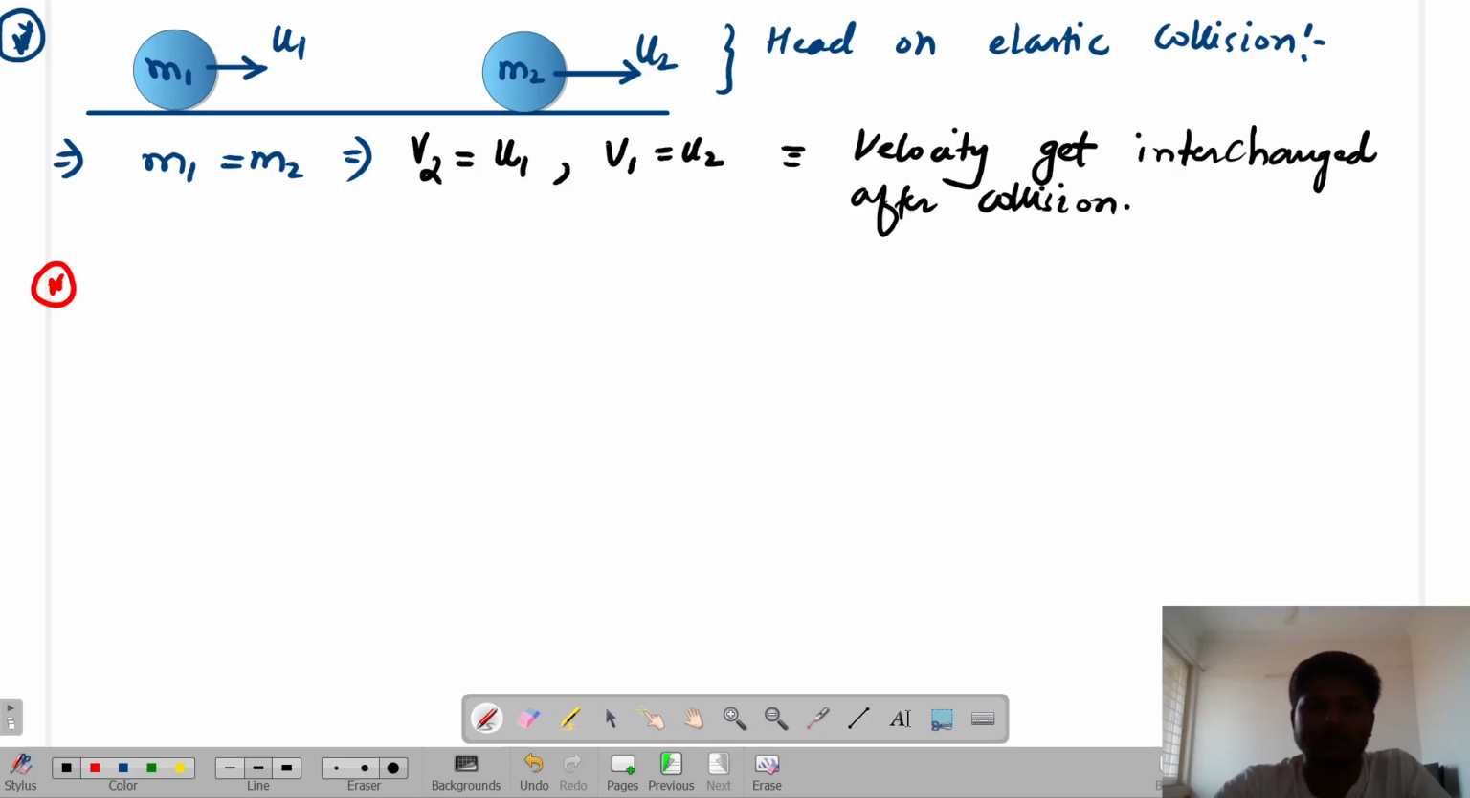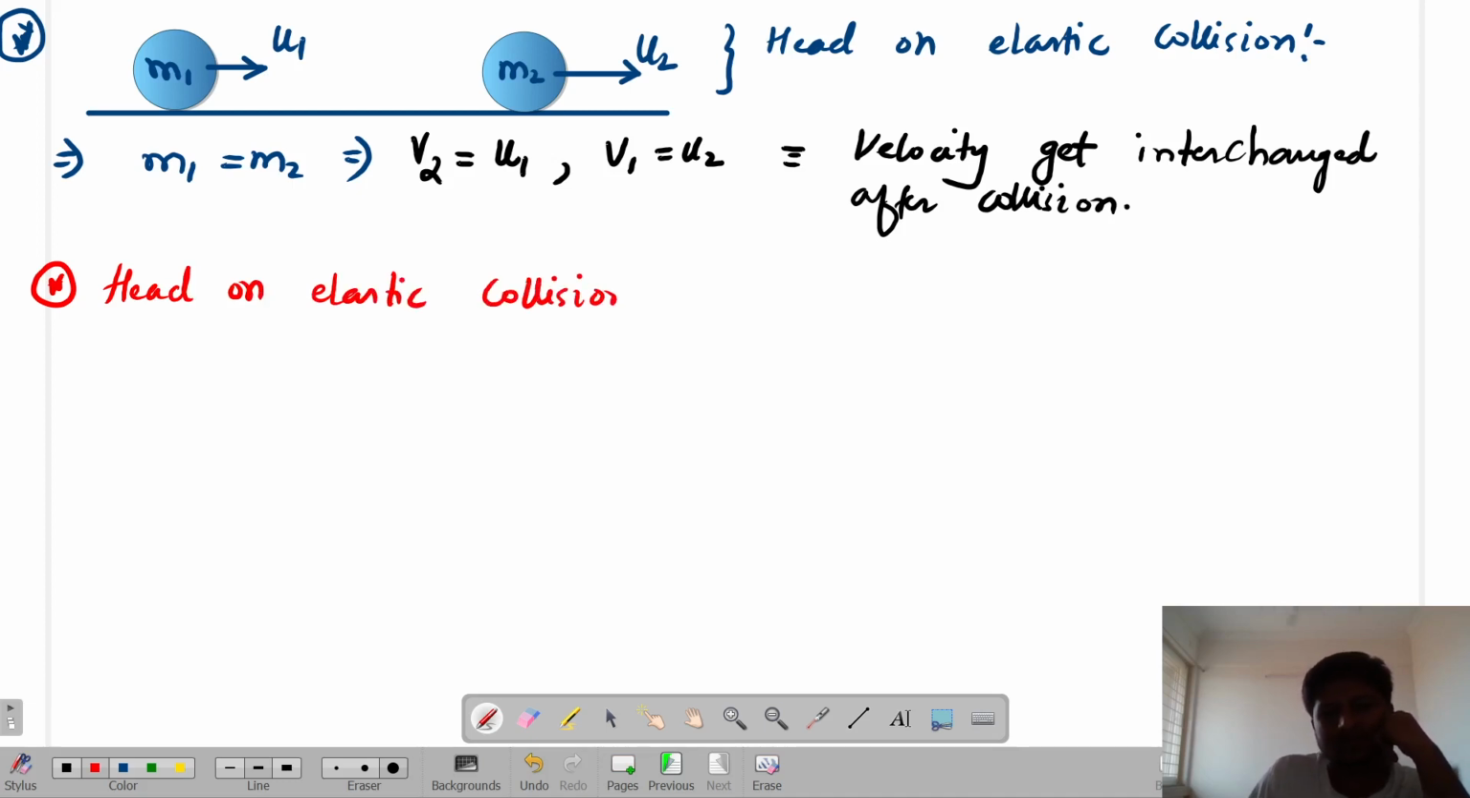Let us start this. Okay, now look over here. So we got to know what happens during a head-on elastic collision. So this is a perfect example of a head-on elastic collision with equal mass, isn't it?